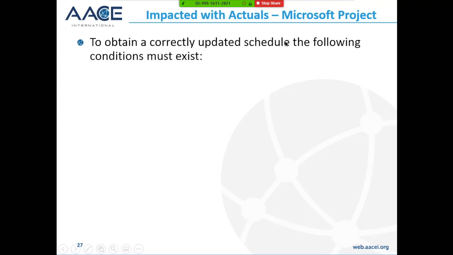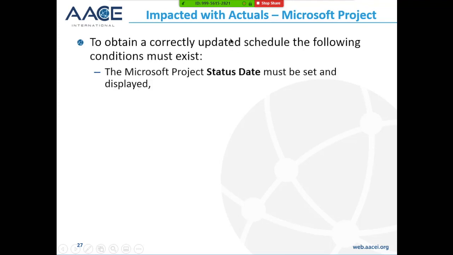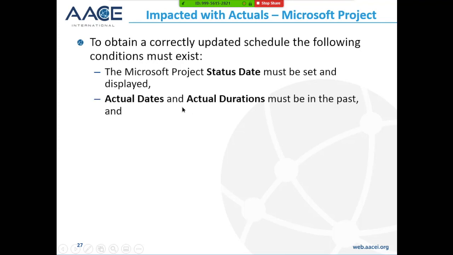So to correctly update a schedule, the following conditions must exist. Microsoft Project status date must be set and displayed. The actual dates and actual durations manually must be set in the past. So you've actually got to make sure they're set in the past. The remaining durations must be in the future.